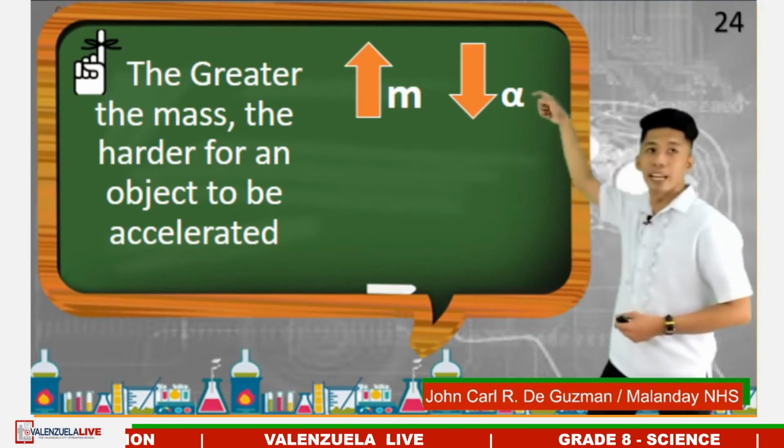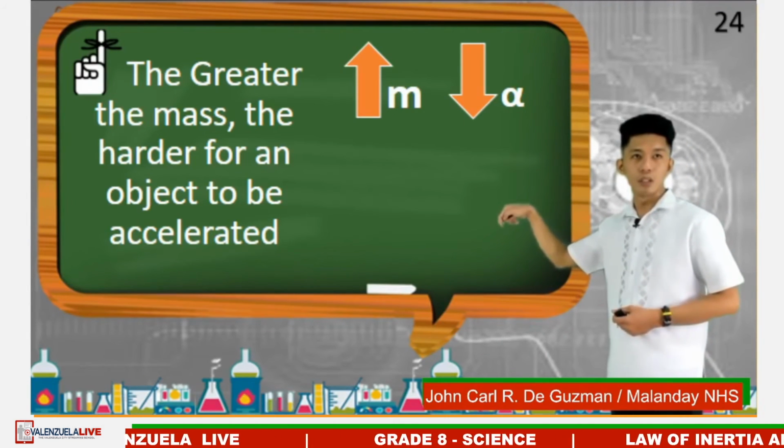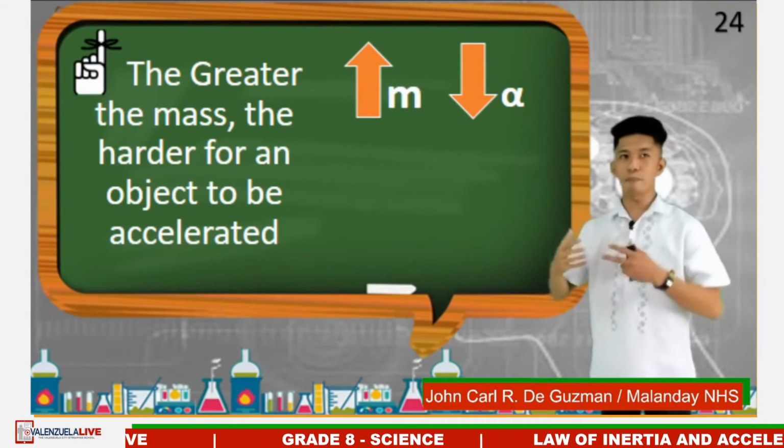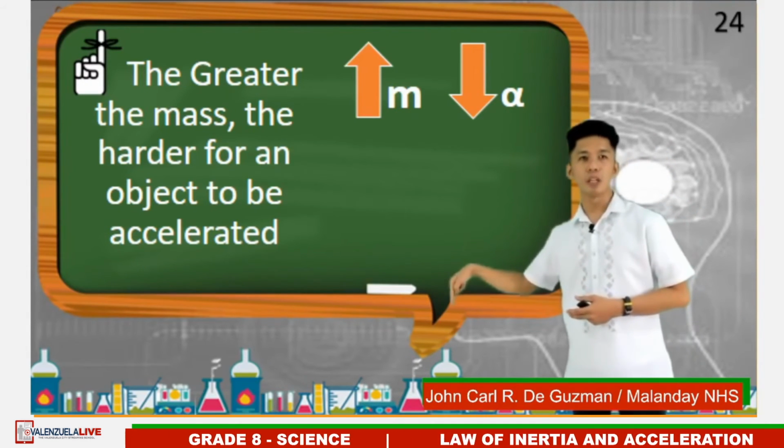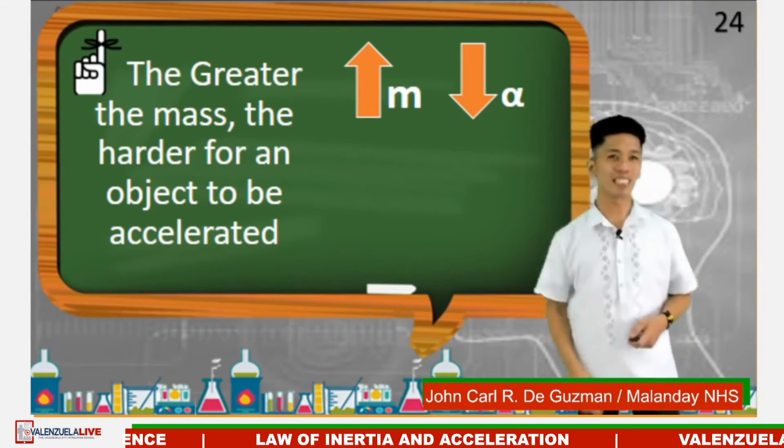passenger, then it accelerates slower, or it has slow acceleration. Okay, if the jeep has fewer passengers, it could accelerate higher. Okay, so that's the thing.